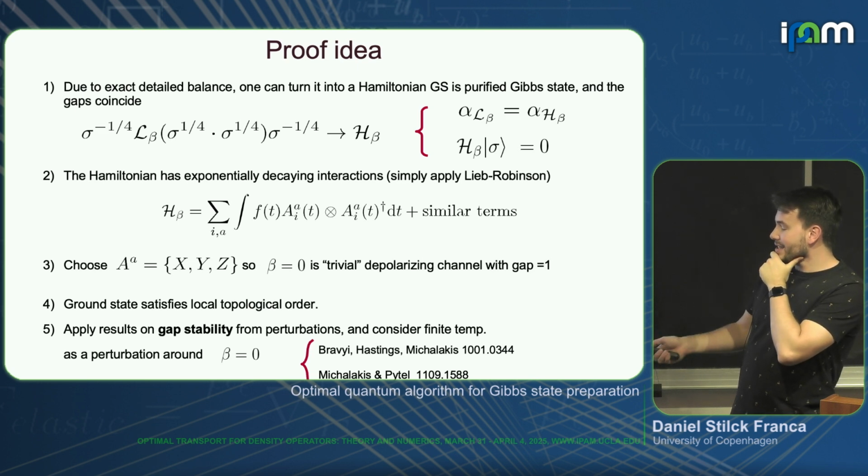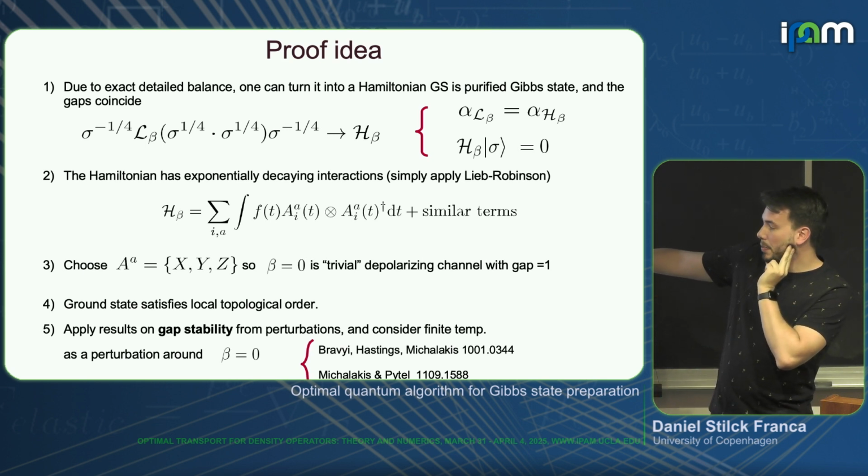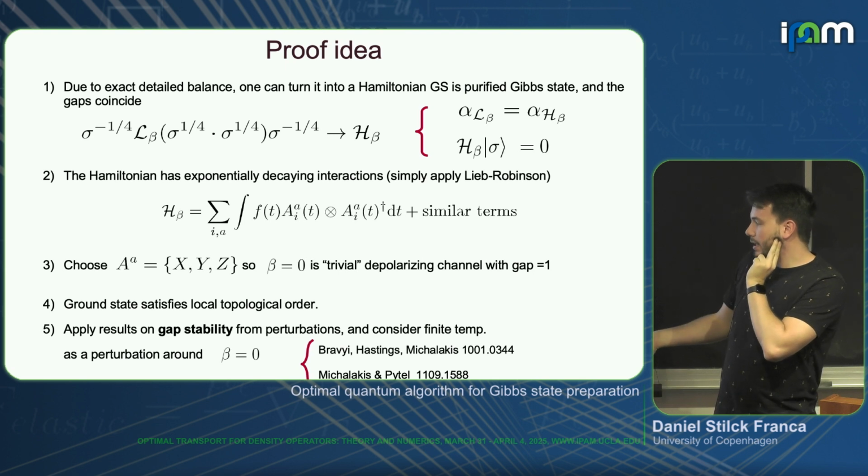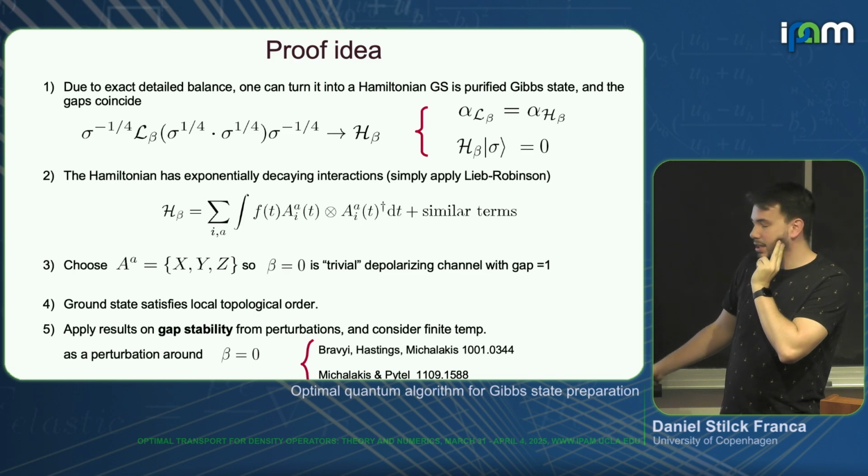So I cannot tell you exactly what beta is, but I'm now going to switch lanes and talk about a different technique to show rapid mixing where we actually get an explicit beta. So I don't care too much about the fact that we don't know it explicitly anymore.